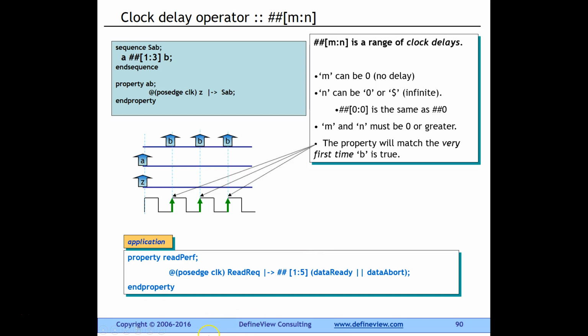And here's a very simple application which you can apply. This one says that at passage of clock, if read request is asserted, is high, is not edge sensitive, is level sensitive, starting the same clock, within 1 to 5 clocks, either data ready should be asserted, should be high, or data abort should be high, which makes sense. After read request, either you are going to read or you're going to abort. And so, as you can see, range operator is very, very desirable, because in hardware, more than often you don't know exactly when the next event is going to occur.